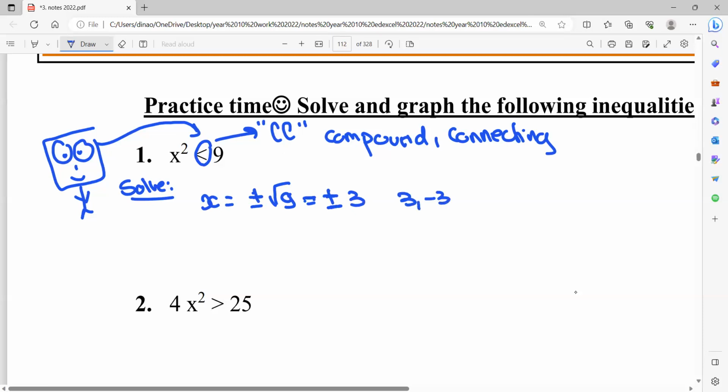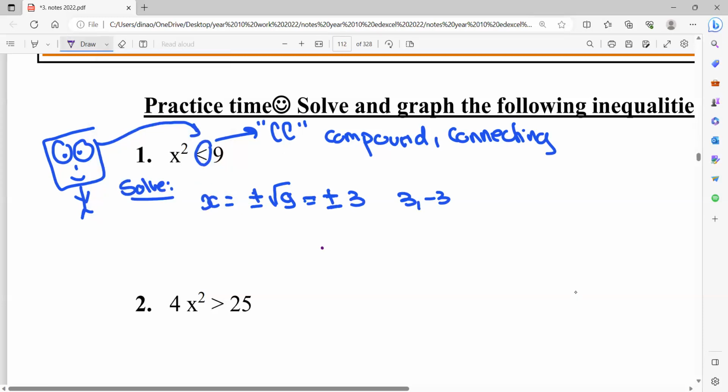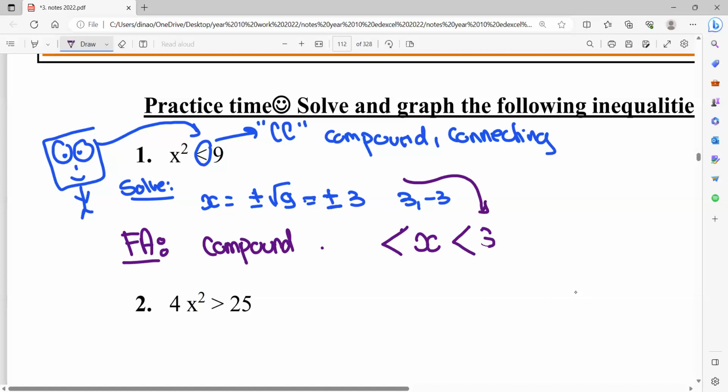Is this the final answer? No, this is not the final answer. If the question was an equation, then this would be the final answer. Then what is my final answer? The final answer is a compound inequality, which looks like this: x in the middle, less than here, greater than here. The bigger limit on the right, the smaller limit on the left.